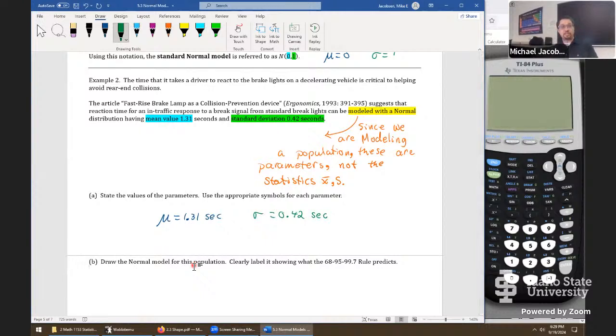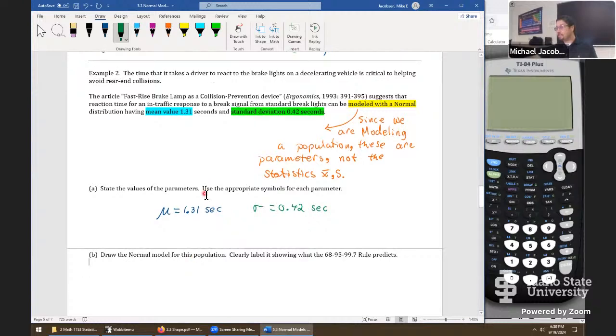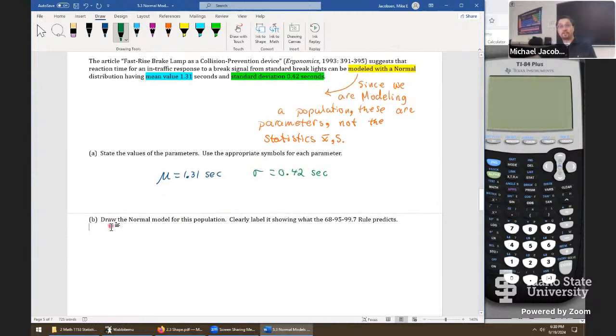That'll help you way more than if you just analyze the multiple choice. So we're now drawing the normal model for the population with those two parameters.